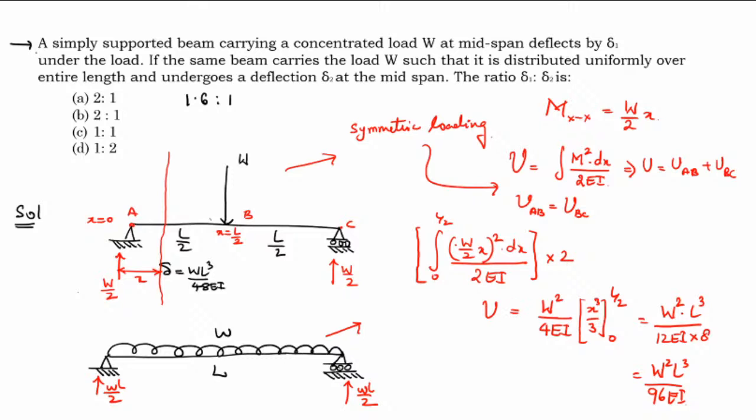Now differentiate this U, that is, dou U by dou W: the partial derivative of strain energy with respect to load is going to give you the deflection. That is 2 times W L cube by 96 EI, which is equal to W L cube by 48 EI.